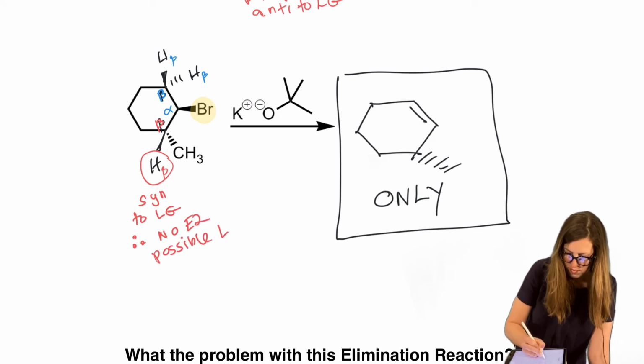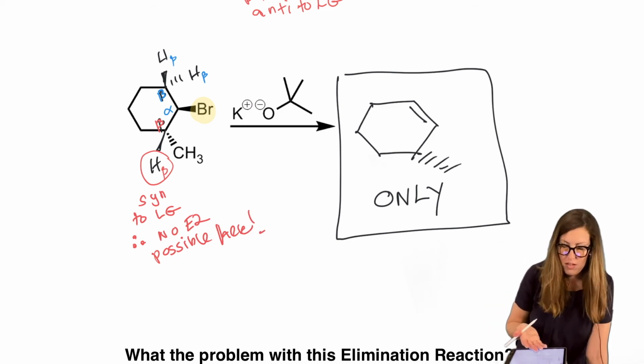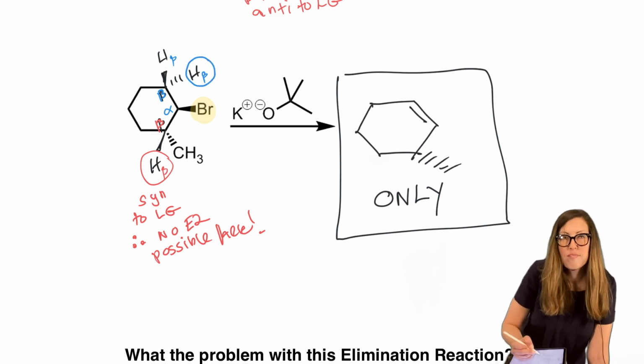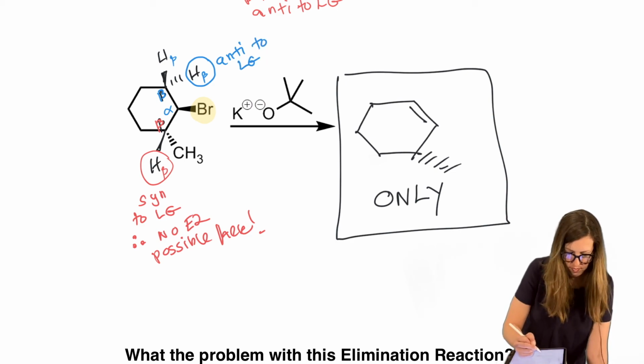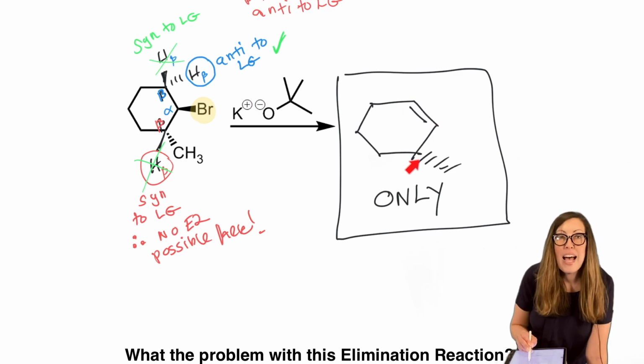You say, but it would be Zaitsev. There's no possibility for that one. There's only one product. Leaving group's on a wedge, our only allowed one is this one. Anti to LG. So in other words, that's not allowed, that's not allowed. Those are both syn to LG. This one is okay. That's the one we take off. That's why the alkene is there. That's why the dashed methyl remains dashed methyl with no alkene here.